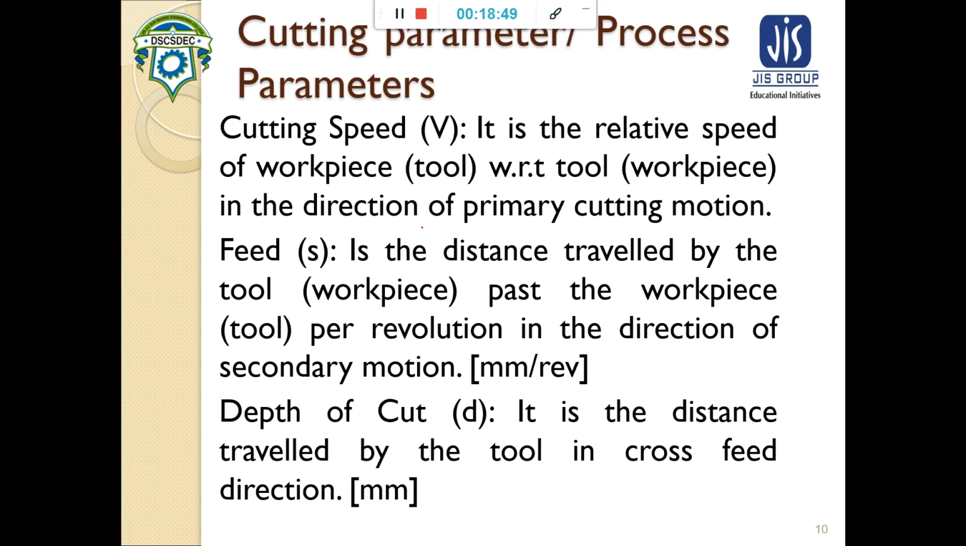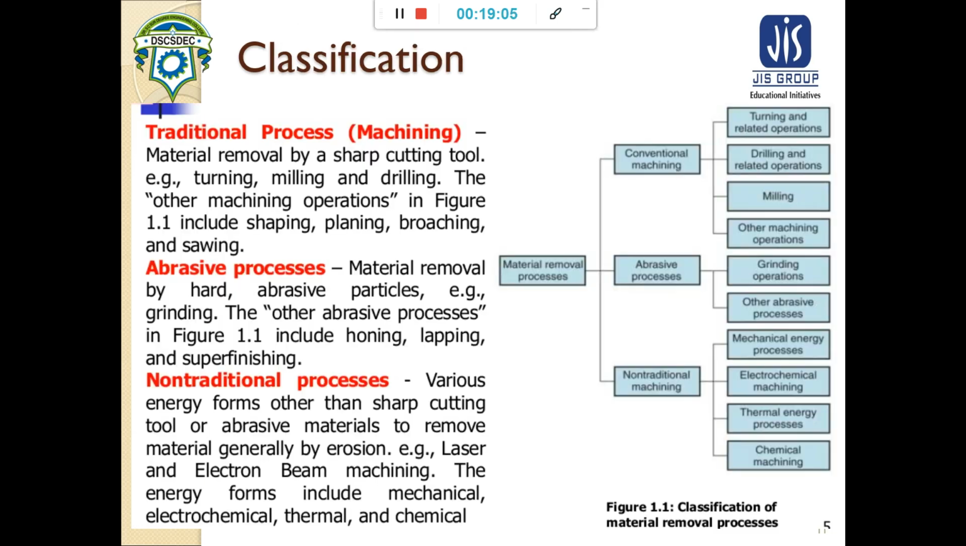distance traveled by the tool past the workpiece per revolution in the direction of secondary motion. And the depth of cut is the distance traveled by the tool in the cross feed direction. It is known as depth of cut.